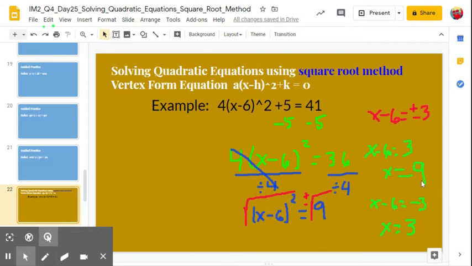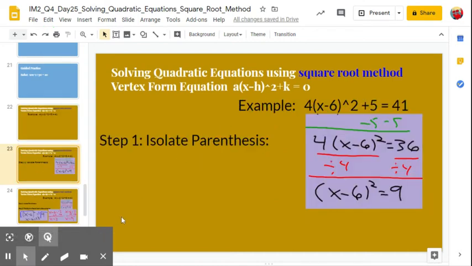Can we check them? Absolutely. I'm not going to write it out, but let's just do it mentally here. So substitute the 9 in for x. 9 minus 6, 3. 3 squared, 9. 9 times 4, 36. 36 plus 5, 41. 41 equals 41? Check. Let's substitute the 3 in for x. 3 minus 6, negative 3. Negative 3 squared, positive 9. 9 times 4, 36. 36 plus 5, 41. 41 equals 41? Check. So steps for your notes.